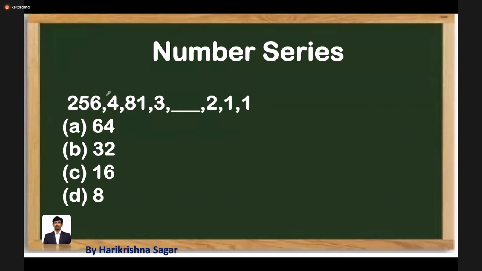Let's look at the next question. 256 is going to be 4 power 4. 3 power 4 is going to be this. 2 power 4 is going to be 16. The answer must be equal to option C.